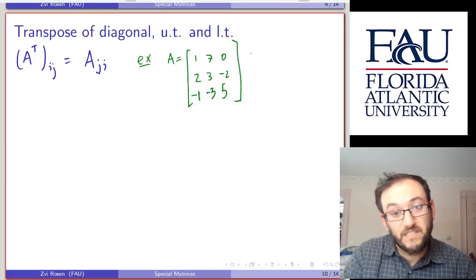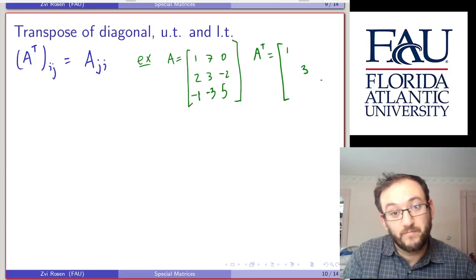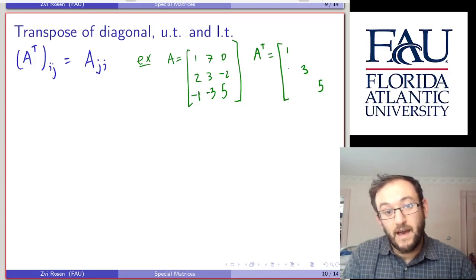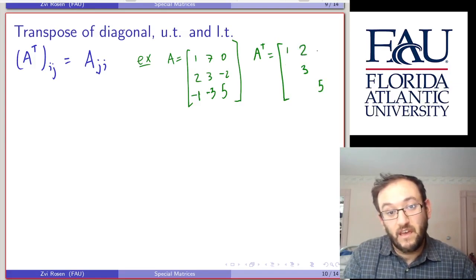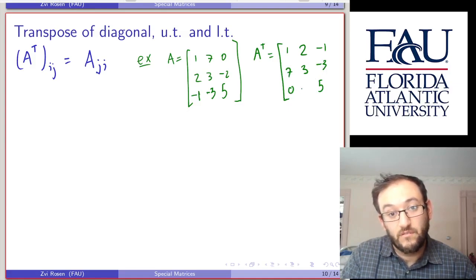Then A transpose, you reflect across the diagonal. So the diagonal entries actually stay the same, but then everything else reflects across. So this should be 2, minus 1, minus 3, and this should be 7, 0, minus 2. Okay?